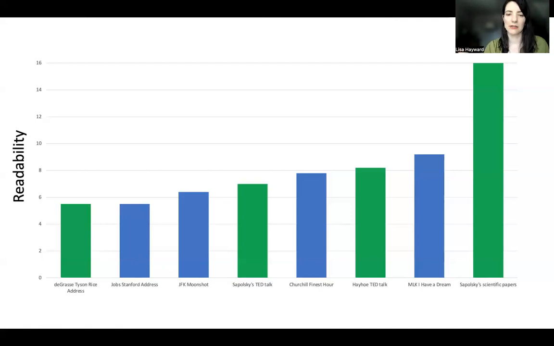Sapolsky's TED Talk. So who's Robert Sapolsky? He's a very famous science communicator. Some people say he's the best one that we have today. He's a neuroscientist. And when he writes, you can see over here, when he writes for a journal, his readability is a 16. Very, very technical language, long sentences, long words, the whole thing. But when he writes for a TED Talk, for example, for people outside of his field, then he can bring it down to a 7th grade level.